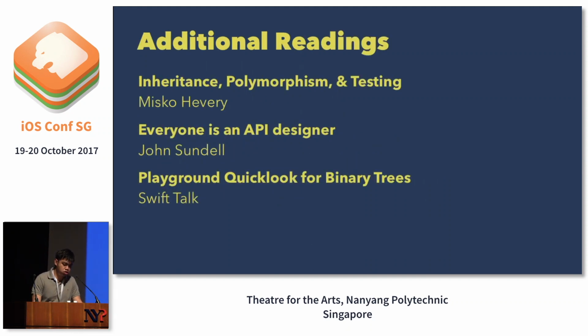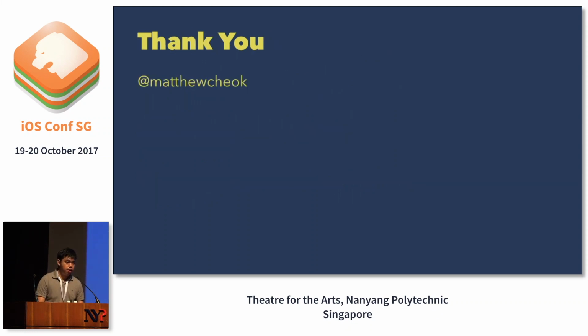If this was an interesting talk to you and you like further readings, I highly recommend Inheritance, Polymorphism, and Testing by Misko. He's the founder of AngularJS, and he talks about this in the context of Java. And the examples in this talk were highly inspired by that talk. If you're interested in API design, I strongly recommend Everyone's an API Designer by John Sandell. He spoke at NS Spain earlier this year. And if you like visualizing trees, check out Playground Quick Look for Binary Trees on Swift Talk. And that's all I've got.